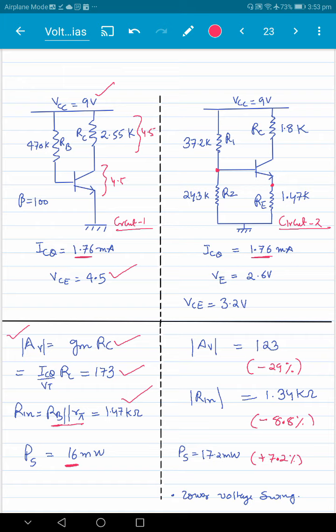All right, let's look at the second design here. In the second design, using the approach that we talked about, we had set this value equal to 2.6 volt.